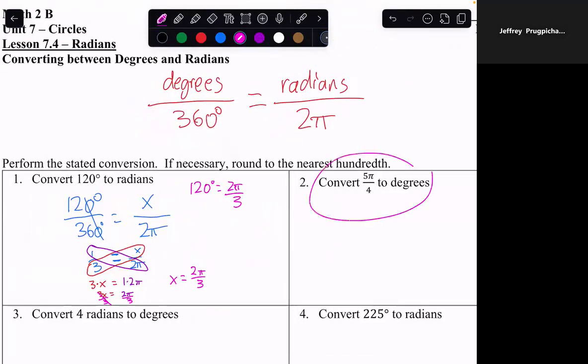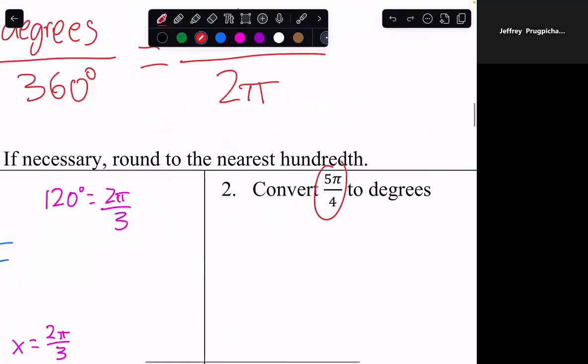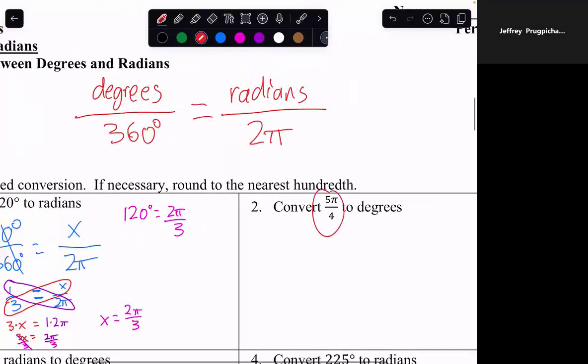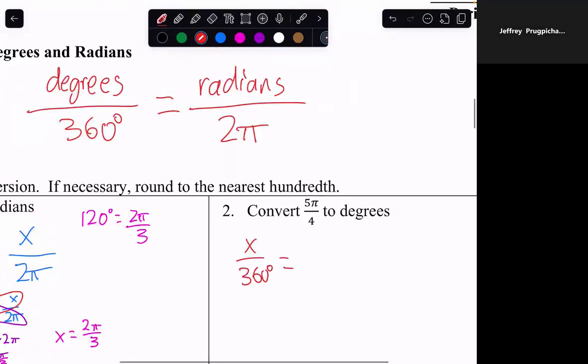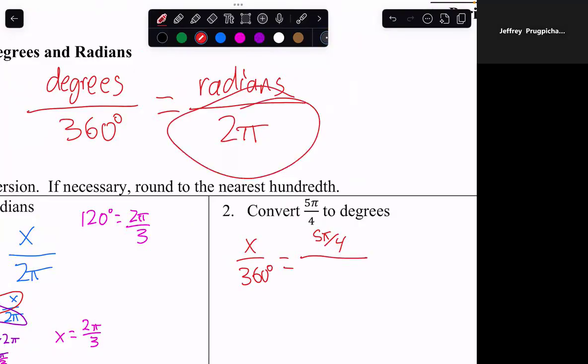Okay, and let's do one the other way. Convert 5 pi over 4 to degrees. So this time, the given angle does not have a degree sign, which means it's radians instead. So we don't know how many degrees, so x out of 360 degrees equals, so the 5 pi over 4 is all in the numerator, and then over 2 pi as the big denominator.